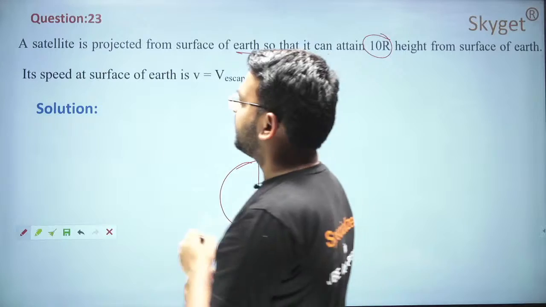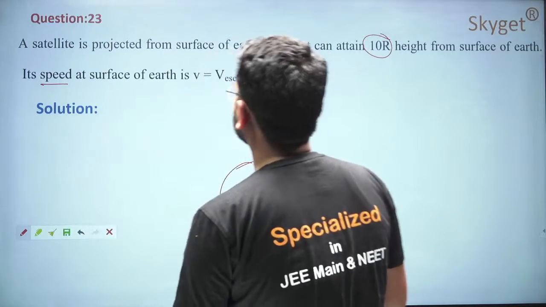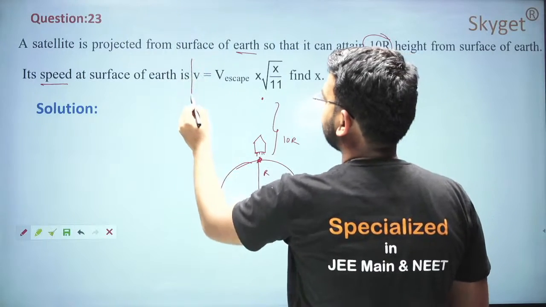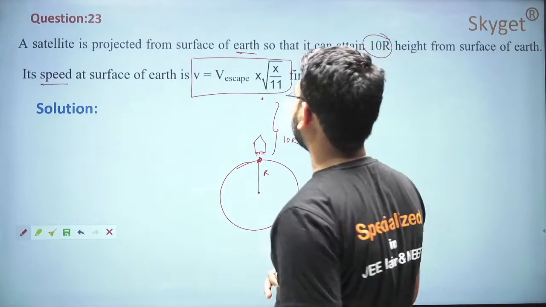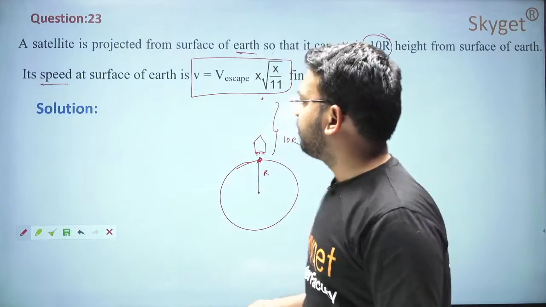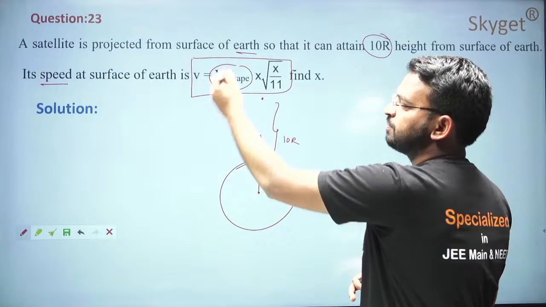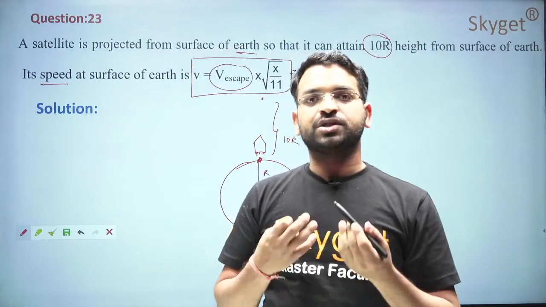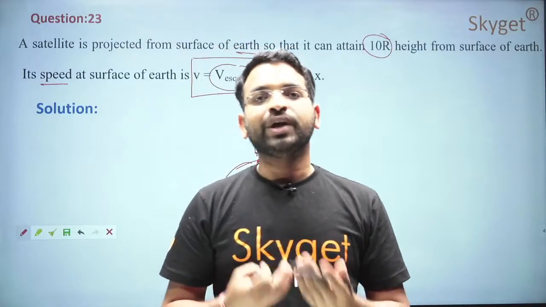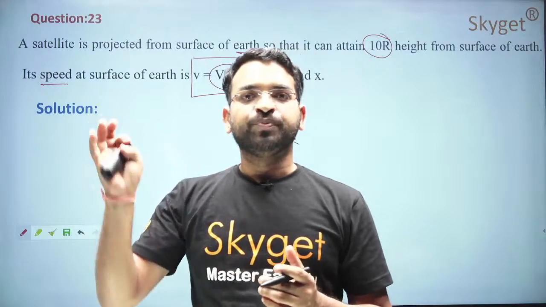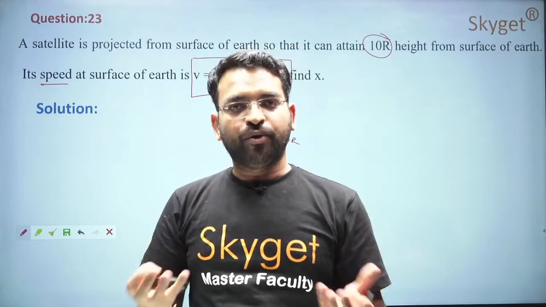Now its speed at the surface is given, and you have to find out this speed. They are saying that the speed is some function of this value, and they are asking to find the value of x. So simple thing, if you remember, what is the equation for v escape? What is the escape velocity? Escape velocity is the minimum velocity given from Earth so that your satellite is not in contact with the Earth and is able to move away from the gravitational field of Earth.